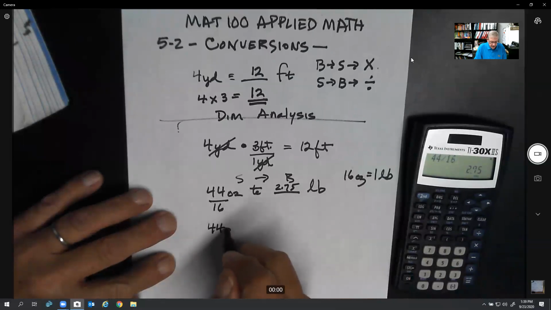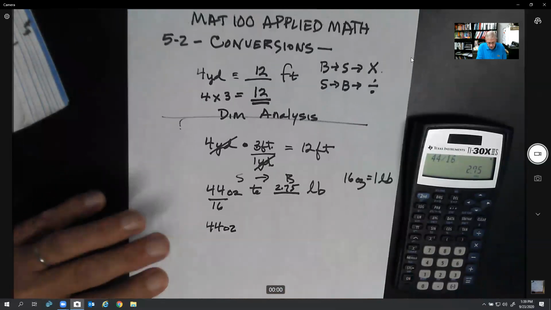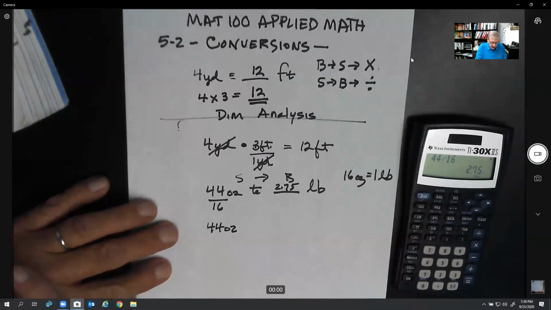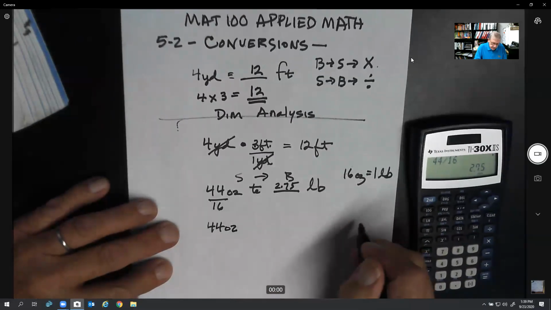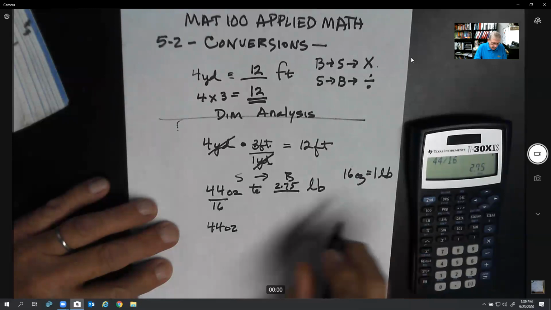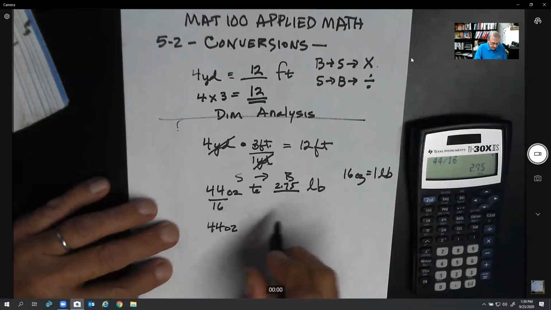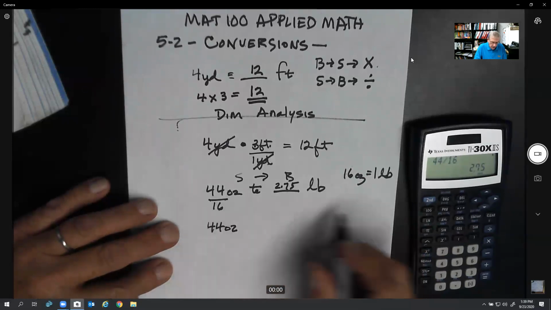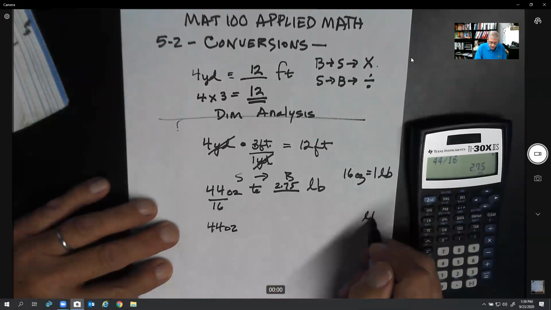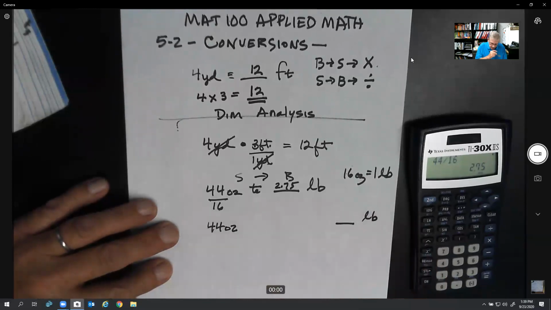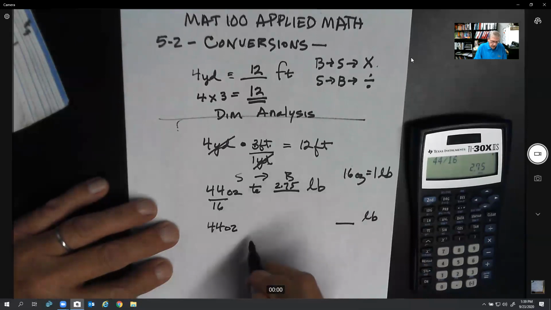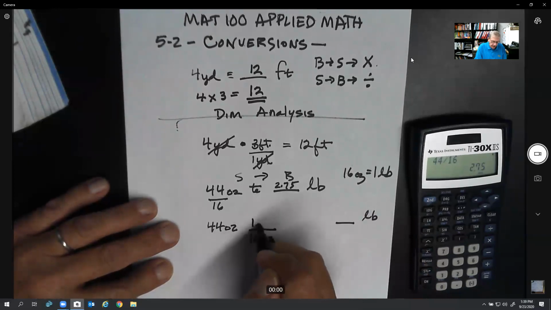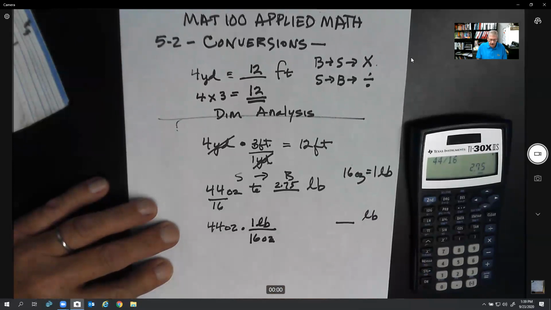44 ounces. You want to write the quantity, abbreviated. And we want to change this to pounds. So 44 ounces, we know 16 ounces equals 1 pound. So we'll put the 16 ounces on the bottom and 1 pound on the top. And we're going to multiply.